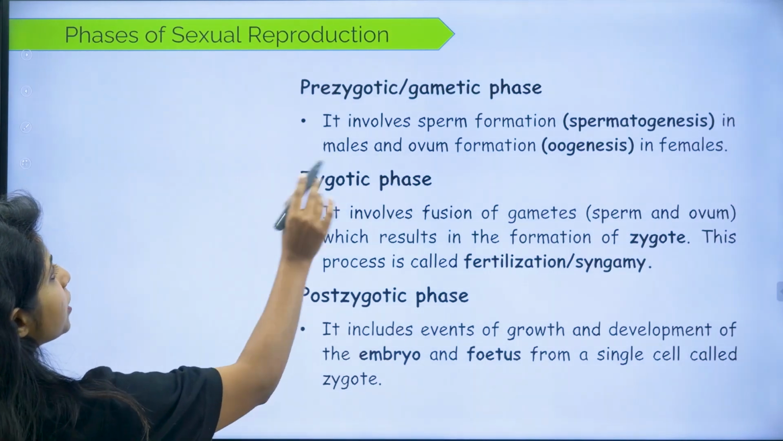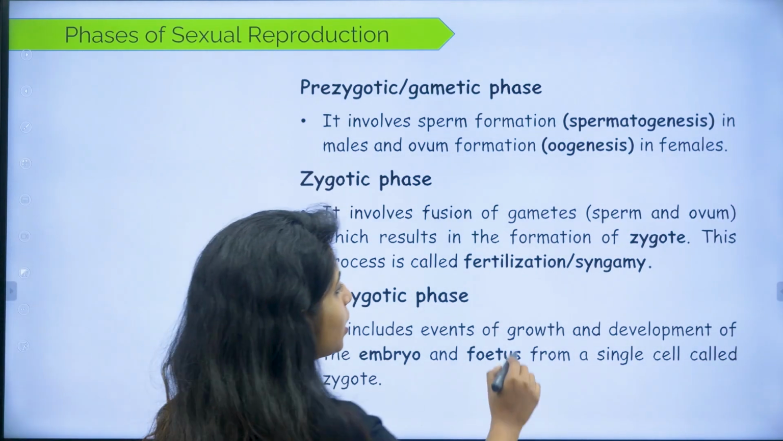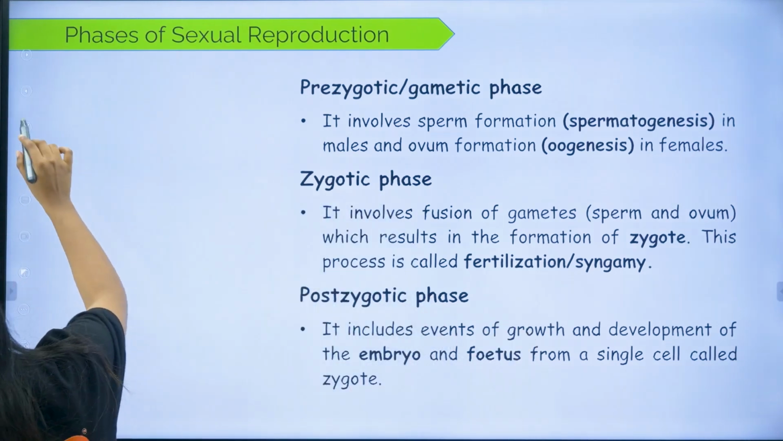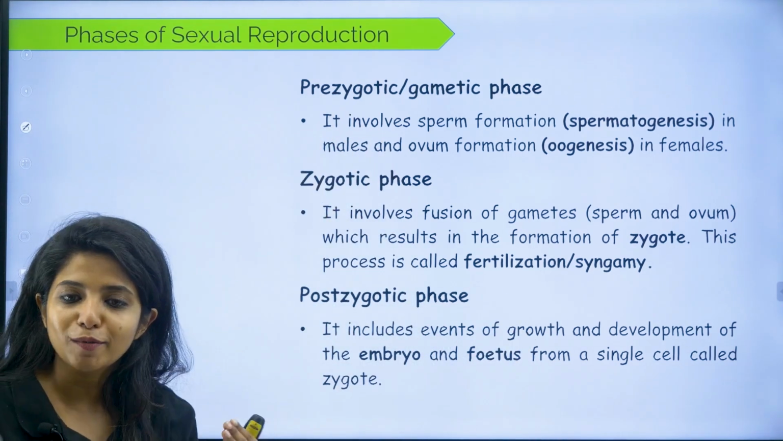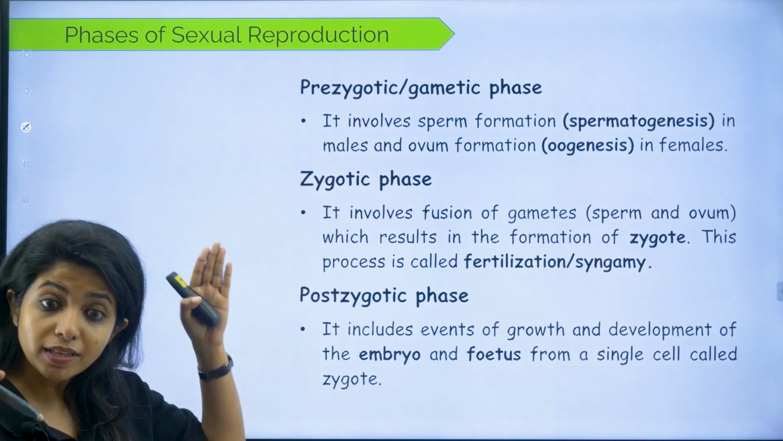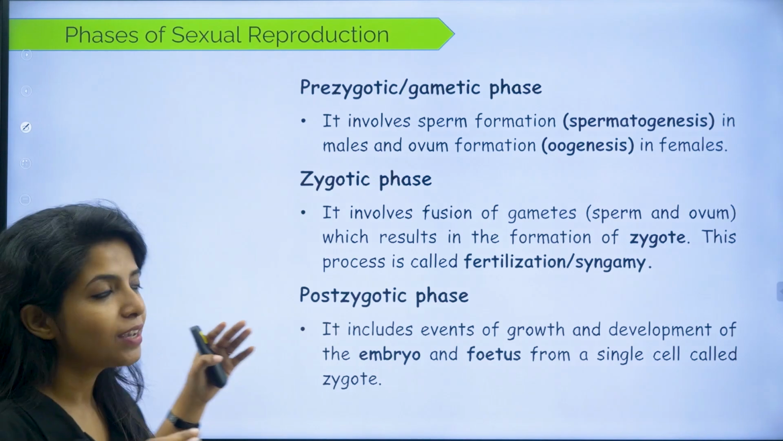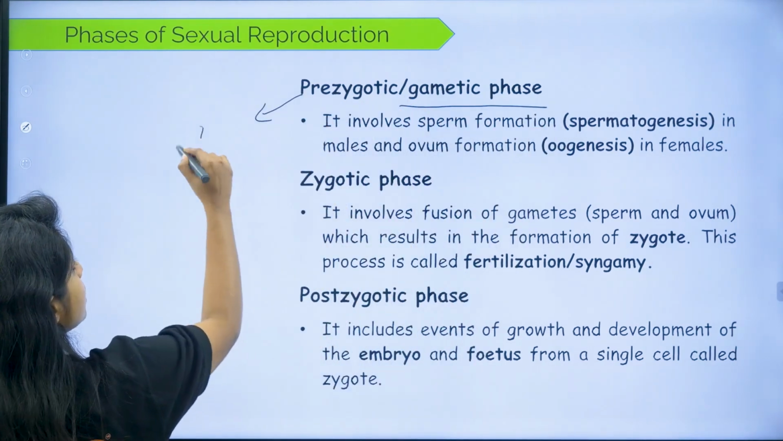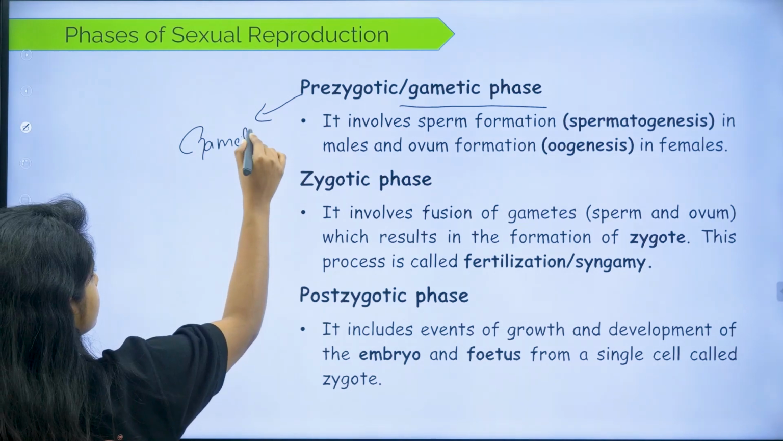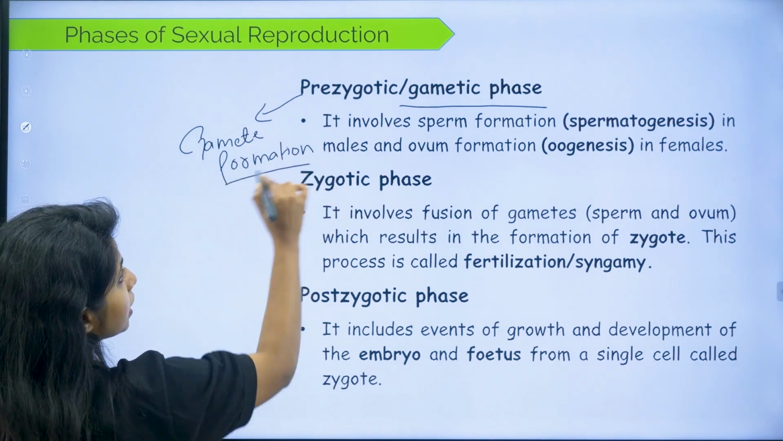Over here you have the pre-zygotic phase, the zygotic phase, and the post-zygotic phase as well. What do you mean by that? You can understand by the terms, it's very easy. Pre-zygotic is before the formation of the zygote. Zygotic phase is when the zygote is formed. Post-zygotic is what happens after the zygote is formed. Pre-zygotic is a gametic phase because at this phase the gametes are formed, children. Gamete formation happens in the pre-zygotic phase.